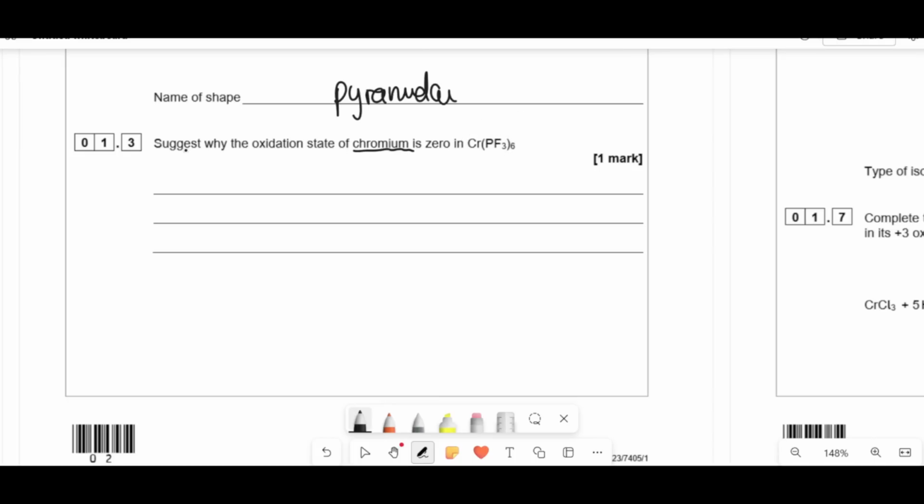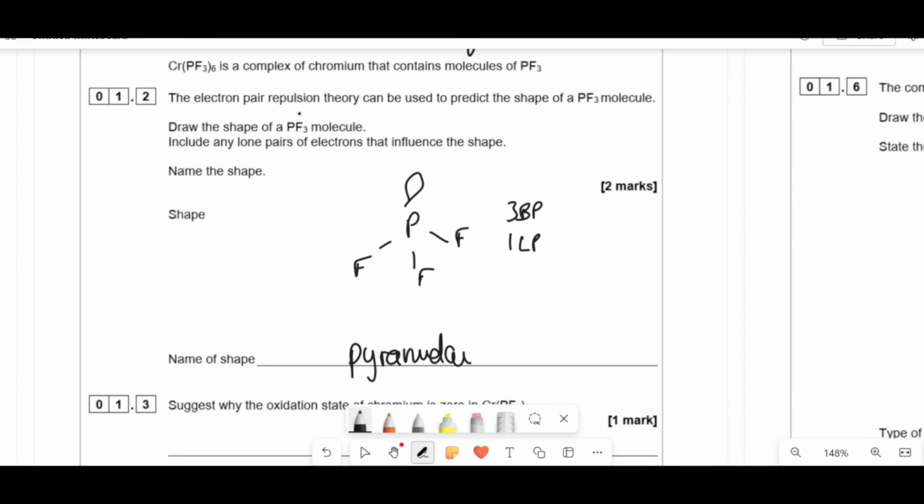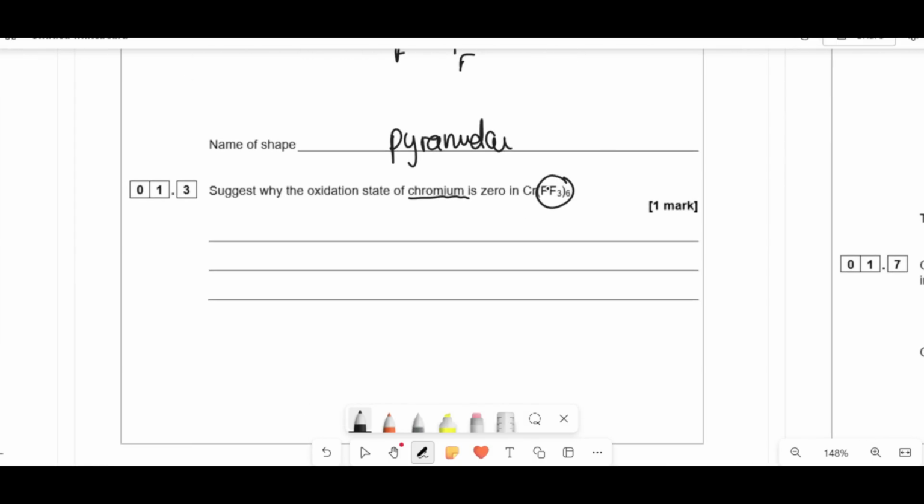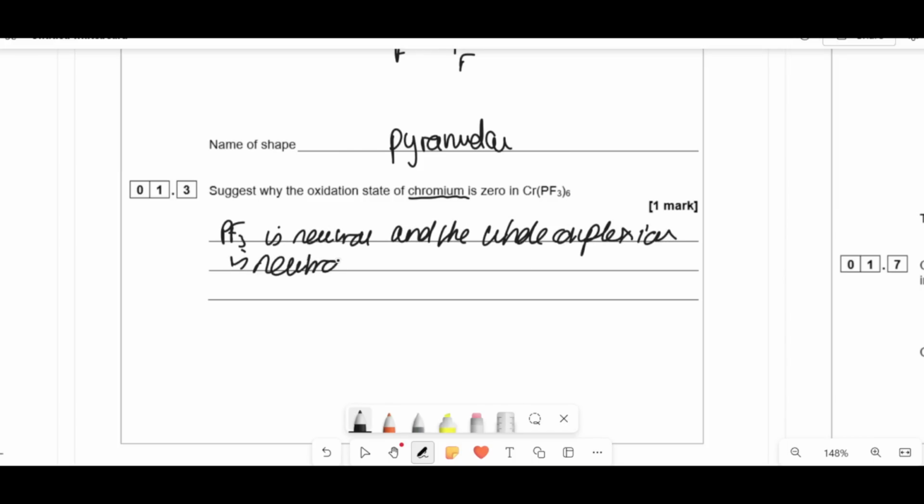It says in the question, suggest why the oxidation state of this is 0. So the overall charge of this molecule is 0. And also from the bits above, PF3 has no charge. So if PF3 has no charge, then chromium's going to have an oxidation state of 0, because the whole complex, the whole thing is neutral. So you would say that PF3 is neutral and the whole complex is neutral. So there isn't really a need for a charge, if you will.